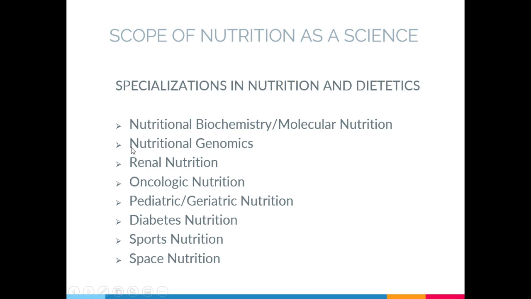So, we will discuss more of this, guys, in chapter 10, just an introduction. Renal nutrition, if you want to specialize in treating patients with kidney disease. Oncologic nutrition is if you want to specialize in the treatment of cancer patients. Oncology means study of cancer.